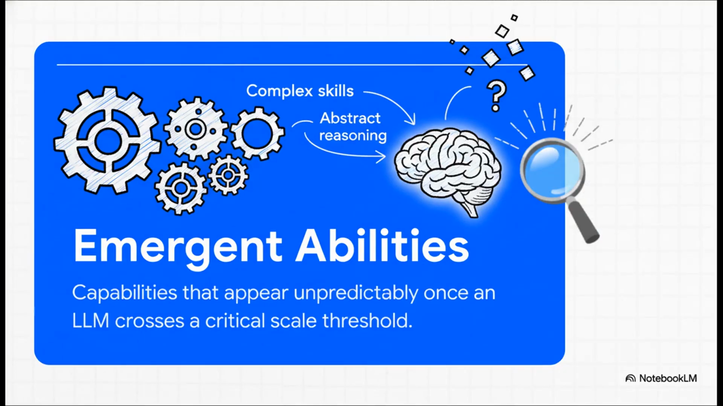And this is where things get really wild. All of that scale leads to something called emergent abilities. These are complex skills like solving multi-step math problems that don't just get a little better with size. Instead, they just appear, almost out of nowhere, once a model gets big enough. It suggests that at a certain scale, the model isn't just memorizing patterns anymore. It's actually learning to reason.